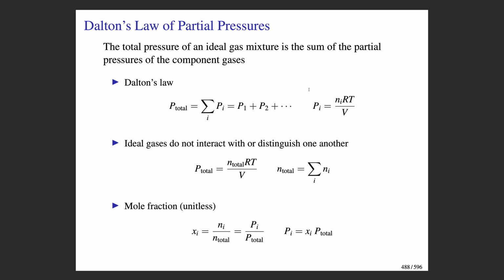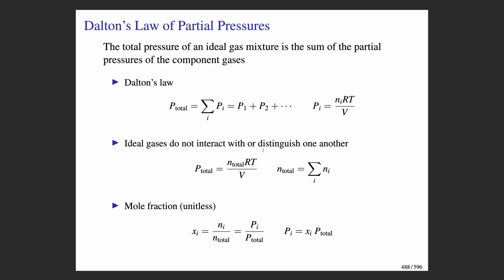So there's two different levels in which you can use the ideal gas law. You can use it to calculate the partial pressure of an individual ideal gas component of the mixture, or you can use it at the level of the total mixture where you consider the total number of moles of gas. Either way is fine. Either way works.